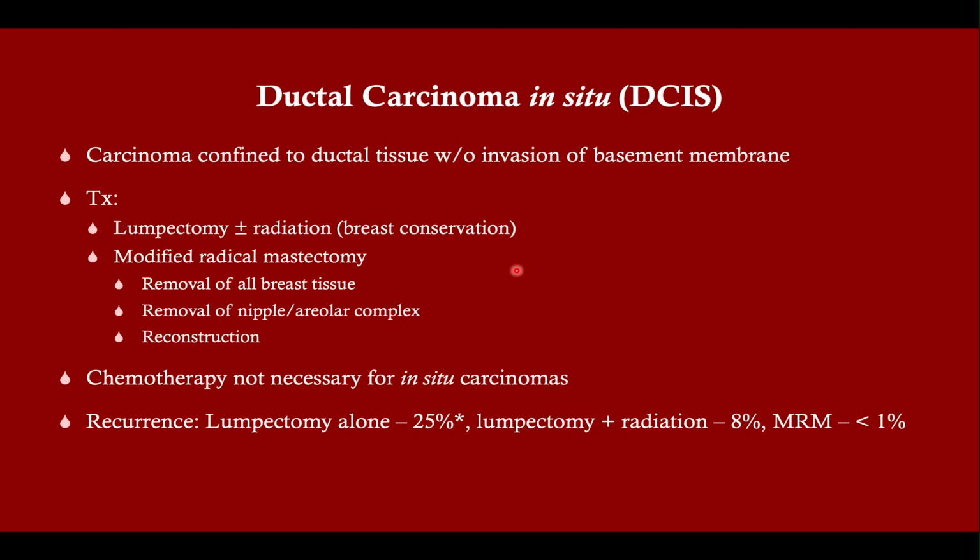There is a risk of recurrence, so if you just do a lumpectomy, the risk of recurrence is about 25%. So you want to monitor these patients very closely because any carcinoma in situ can and will go on to become infiltrative cancer. So you've got to monitor these women closely. They're at very high risk. If you do a lumpectomy plus radiation, the risk of recurrence is lower. It's about 8%. And if you do a mastectomy, then it's less than 1% for obvious reasons.